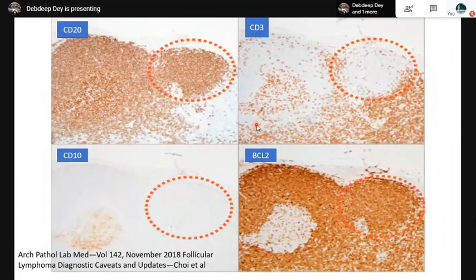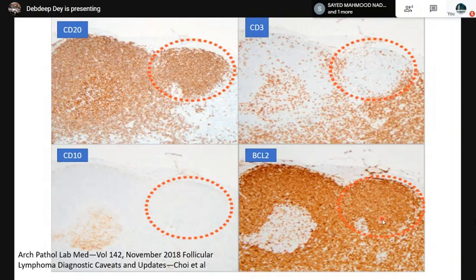Now I want to highlight a very important aspect of a follicular pattern of growth, which is the primary follicle. So here, as you can see, there are two follicles, the CD20 stain staining both the follicles. But just look at this area. The CD3 is much less here, as you can imagine. This is a follicle, so the number of T cell positive cells would be much less here. The BCL2 is positive here, but negative in the adjacent follicle.